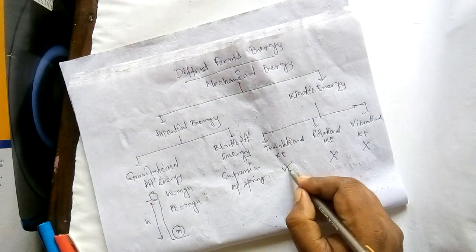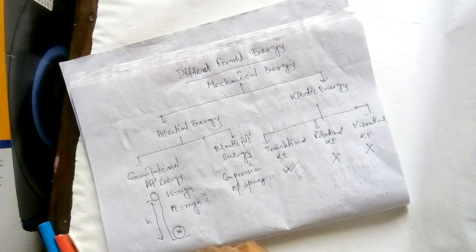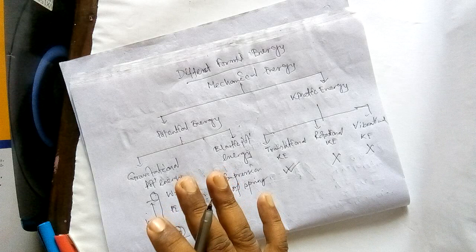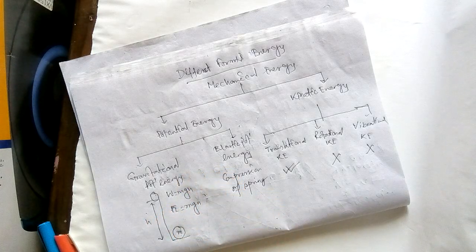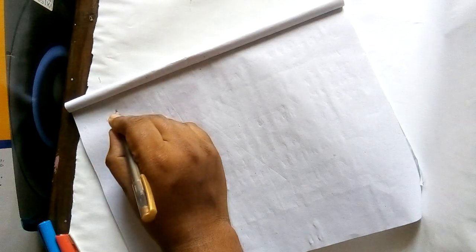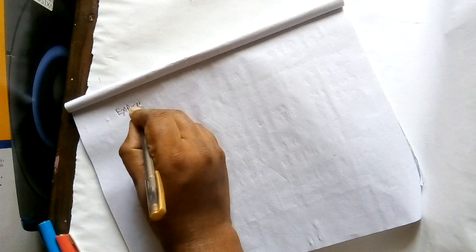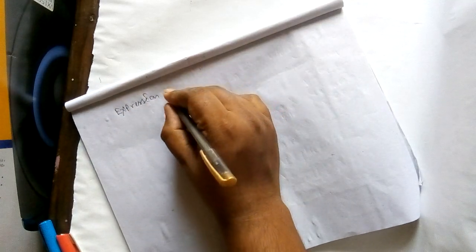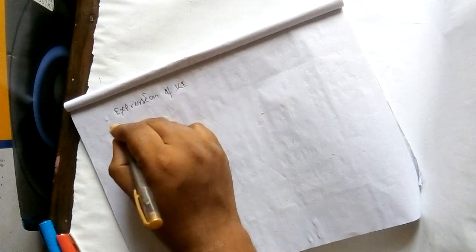We have to learn about translational kinetic energy, and we have to derive a formula by which we can find the value of translational kinetic energy. Let's see the calculation first. Here our target is to find the expression of kinetic energy, and when we talk about kinetic energy, it is simply translational kinetic energy. So we have to write here the expression of kinetic energy.